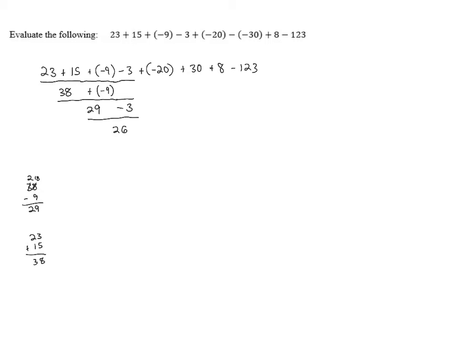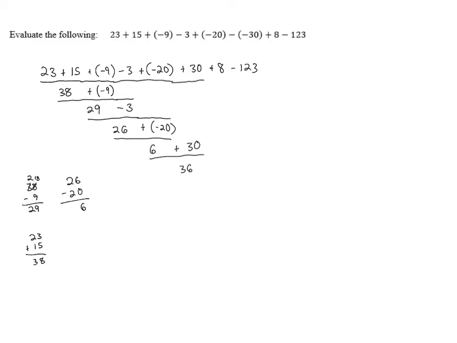Now next, we've got this plus negative 20. So I'm going to bring that down here. So we've got 26 plus negative 20. They have different signs, so we've got to take the difference. So that's going to be 26 minus 20, which is just going to give us 6, because 2 minus 2 is 0. So when we do those, we get 6 as an answer. Next, we can add 30. We can bring down that plus 30. 6 plus 30 is 36.